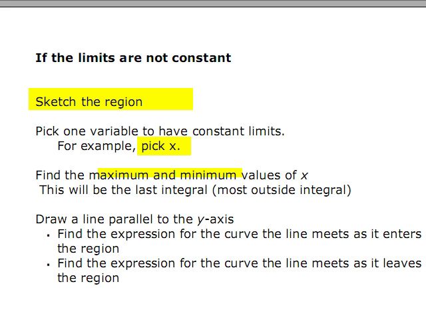Then looking at your sketch, you draw a line parallel to the y-axis. And you find an expression for the curve as the line enters the region, and you find another expression for the curve as the line leaves the region.